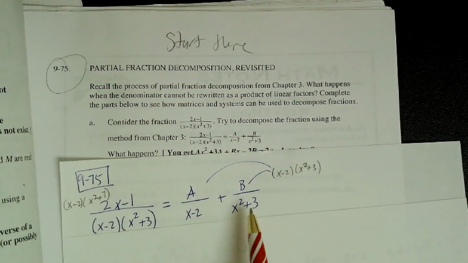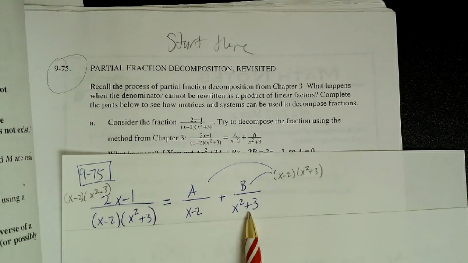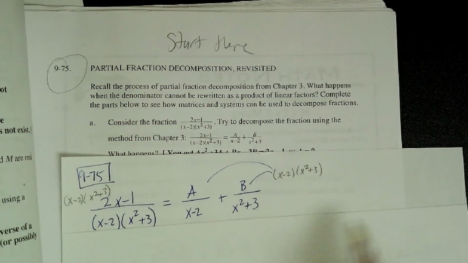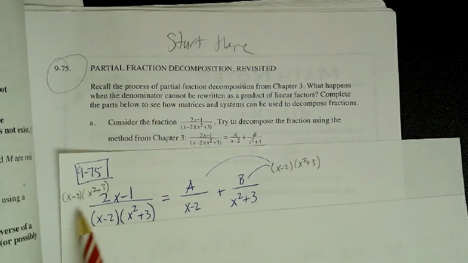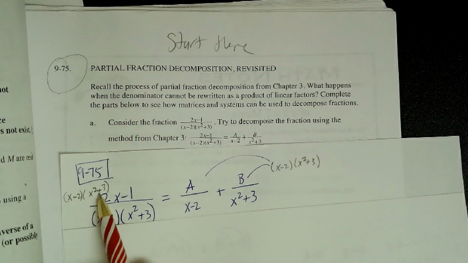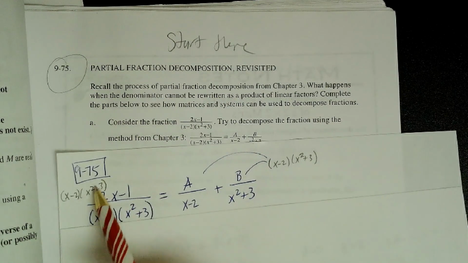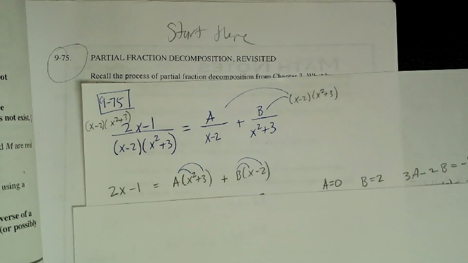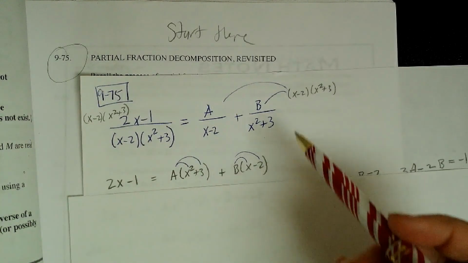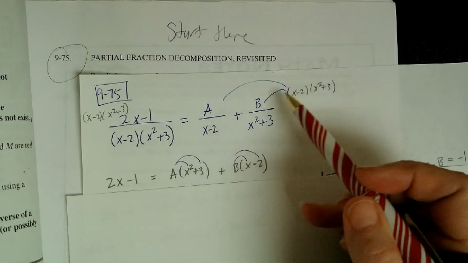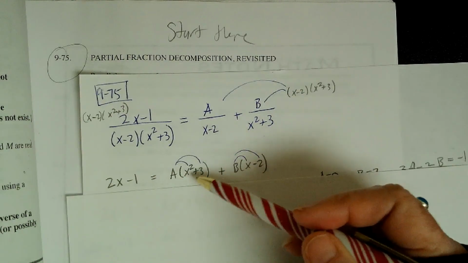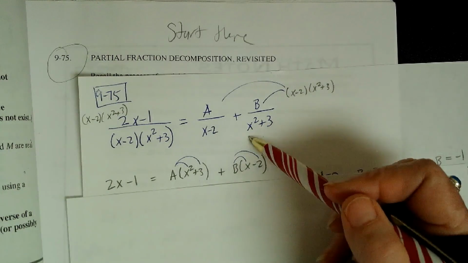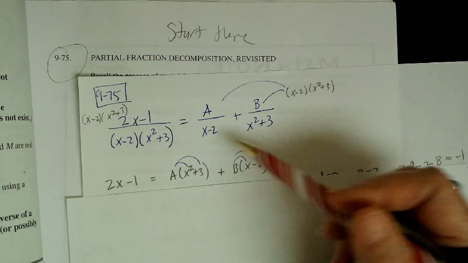So we can try writing it like this, which seemed like a good idea, and then we just want to get rid of the denominators. So we're going to multiply both sides by x minus 2 times x squared plus 3. On the left-hand side, this will all cancel out, and we just end up with 2x minus 1. But on the right-hand side, the x minus 2 cancels out. We end up with a times x squared plus 3. And the x squared plus 3 cancels out. We end up with b times x minus 2.